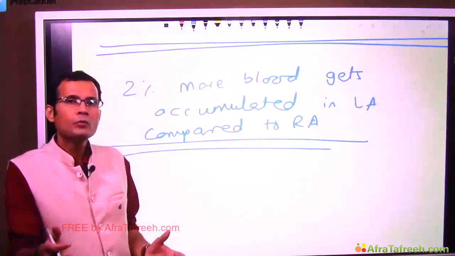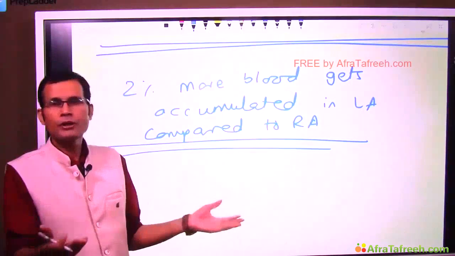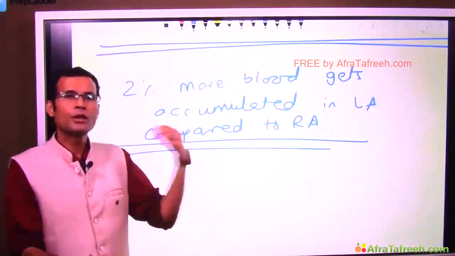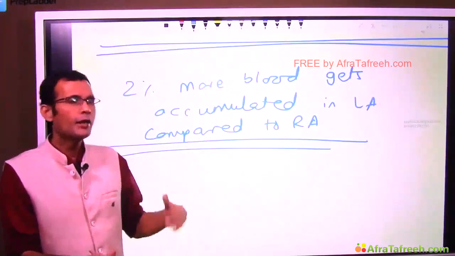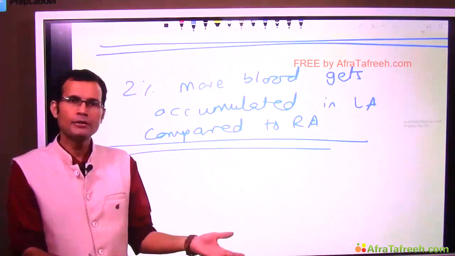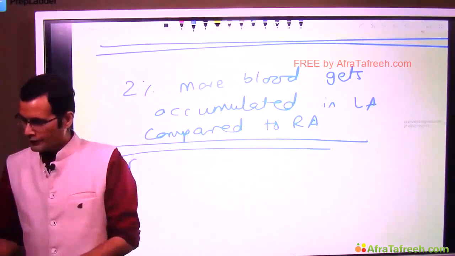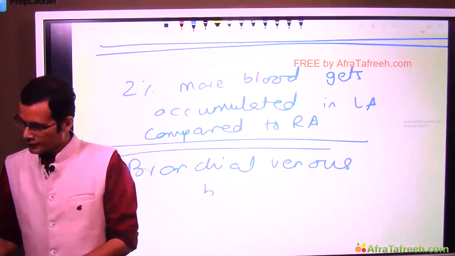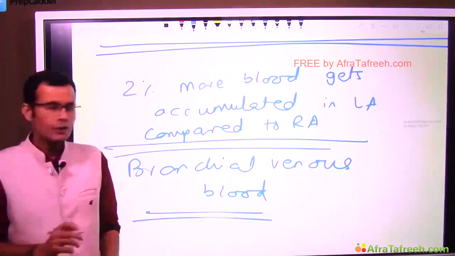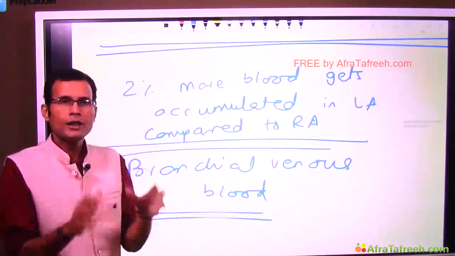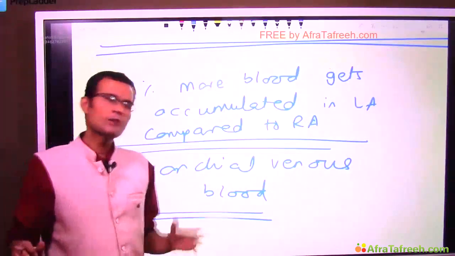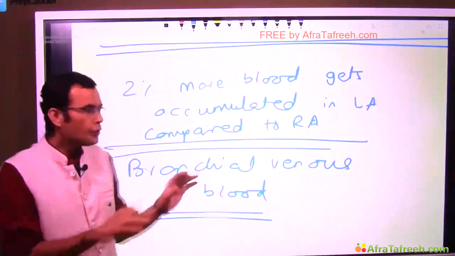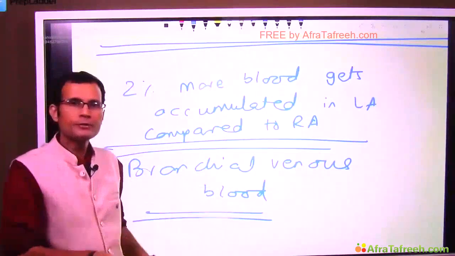Now you will be wondering, what is that extra blood? You have always read that the entire body's venous blood comes to the right side of the heart, then goes to the lungs where it gets oxygenated and then comes back to the left side of the heart. So it's the same blood. No, there is extra blood, which is bronchial venous blood. You know, lungs have dual blood supply. There is pulmonary circulation for gas exchange and there is bronchial circulation, which supplies oxygen to the connective tissue of the lungs and to the airways.